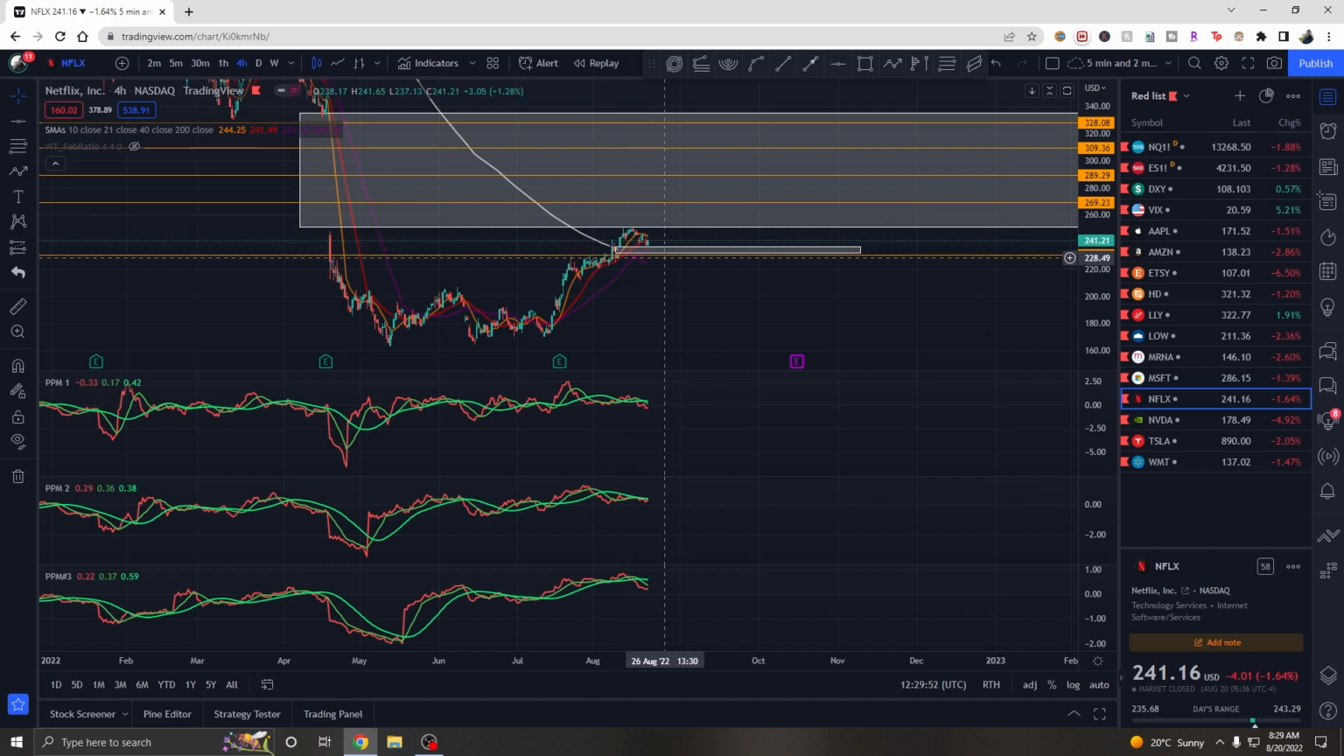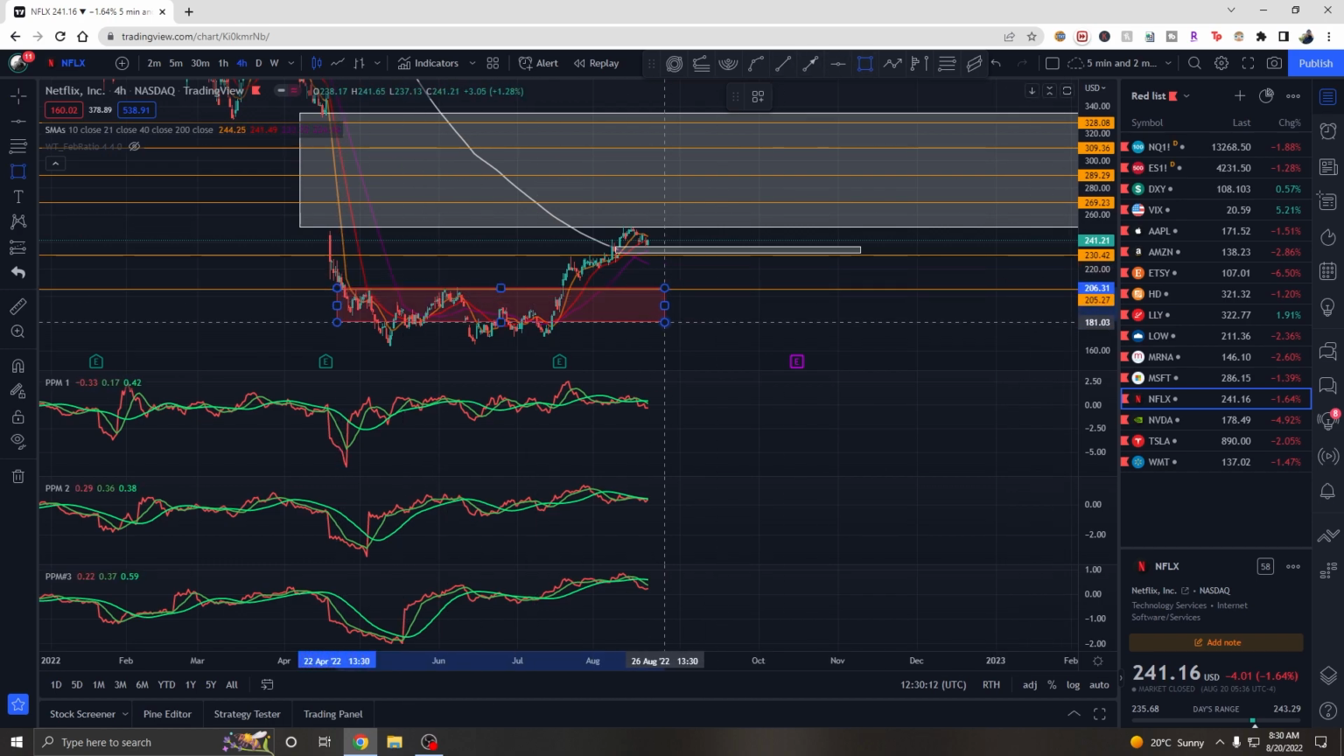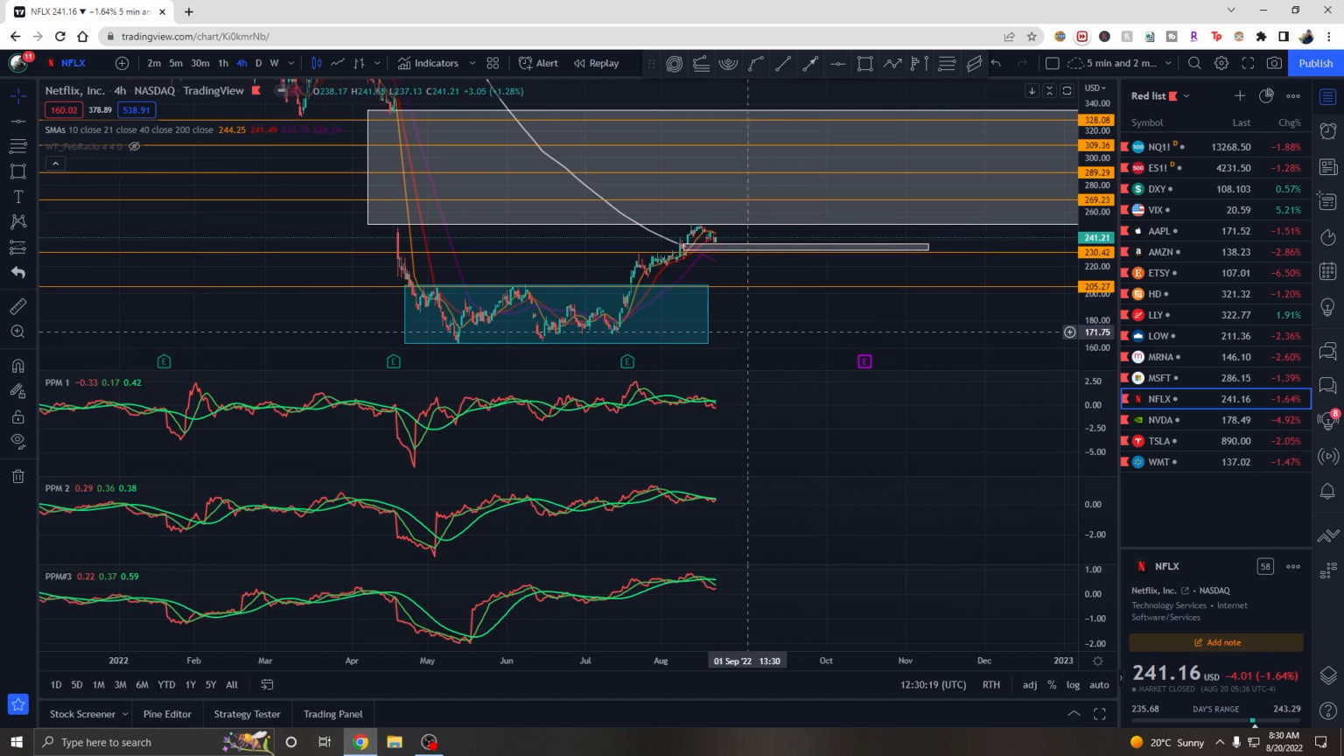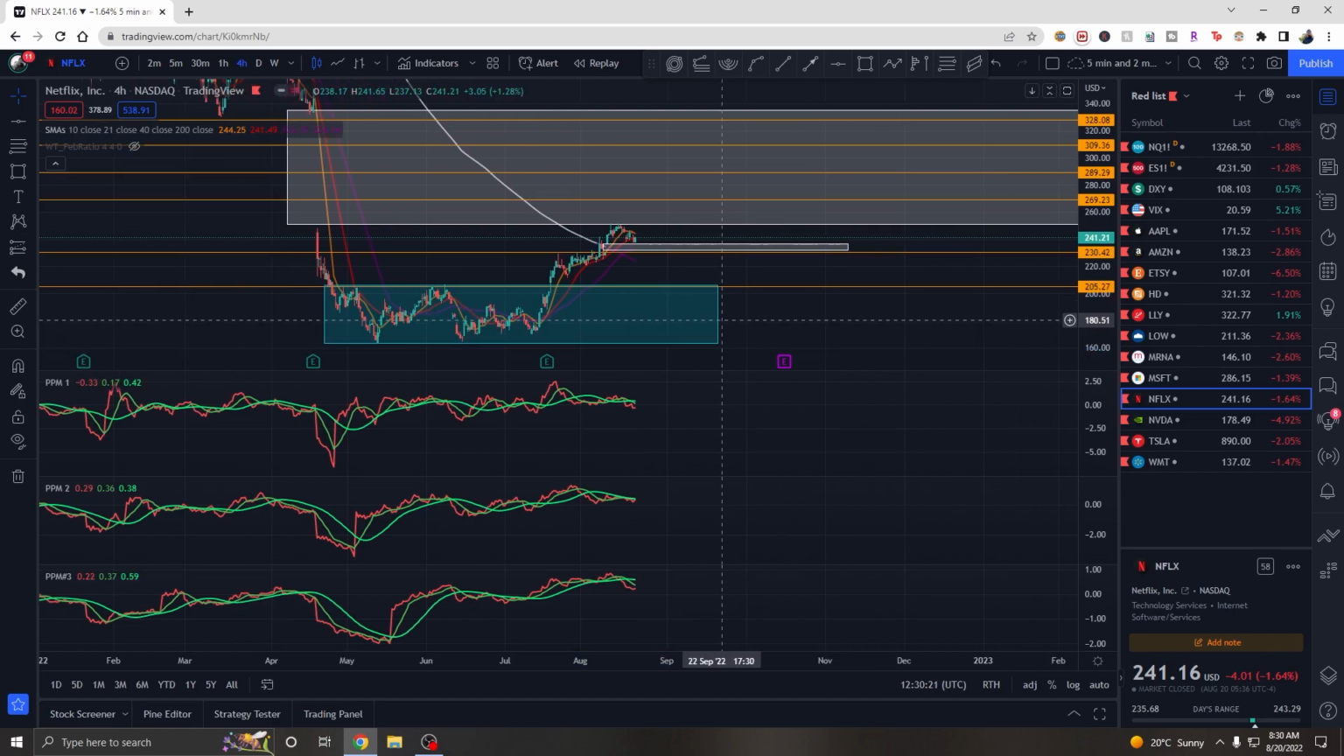retest this 200 period moving average, and then bounce from there to retest this 268 or 270 level. But if that doesn't happen, then we will quickly come back down towards this 205 level, and probably we will be back in this box again, which is highly likely considering Netflix is not a favorable stock anymore. They are losing their business.